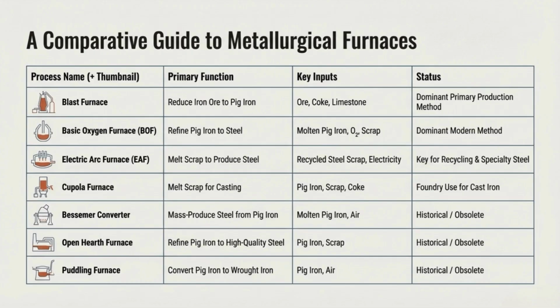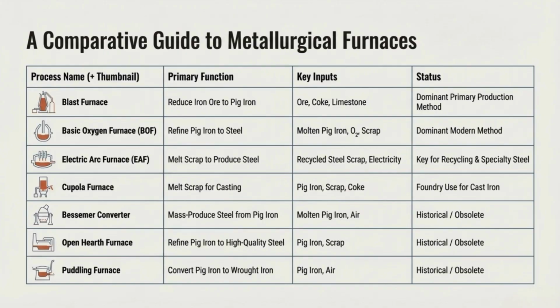The basic oxygen furnace, BOF. Once we have that molten pig iron, we move it here. By adding pure oxygen and some scrap metal, we refine it into high-strength steel. This is how the majority of the world's new steel is made today.